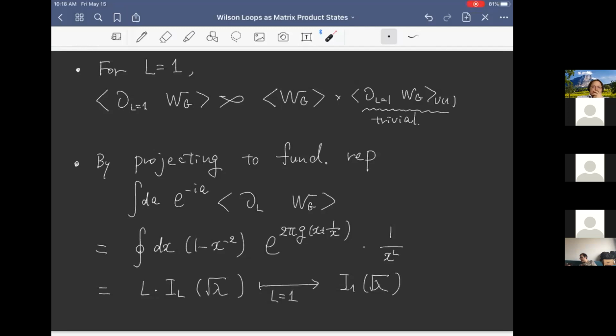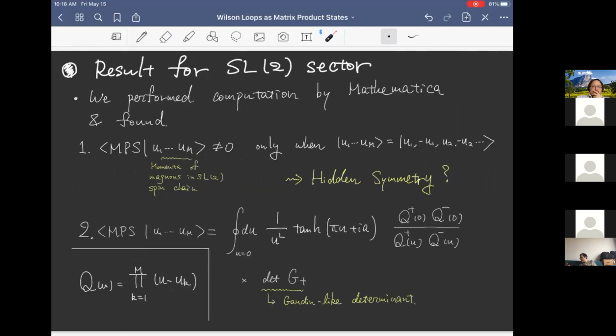Okay, so far I was only discussing the BPS operator, but of course the main goal is to understand the correlation function between a non-BPS operator and the circular Wilson loop if you want to make a connection with integrability.